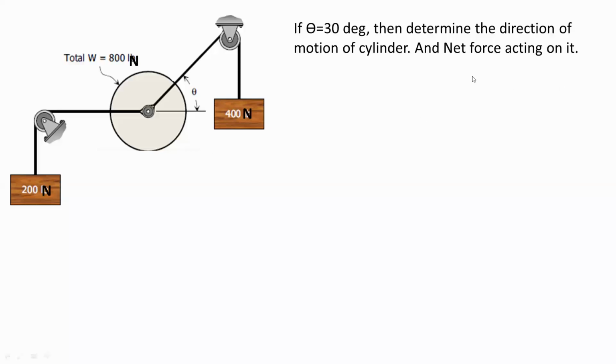So, this is the problem where a cylinder is supported by using two cables. Each cable has some weight. Cable 1 has 200 Newton weight, and the second cable has 400 Newton weight. Theta for the second cable is equal to 30 degrees, and we have to determine the direction of motion of the cylinder and the net force acting on it. The weight of the cylinder, that is W, is equal to 800 Newton. So this is the given condition, and we have to find the net force and the resultant direction for the motion.